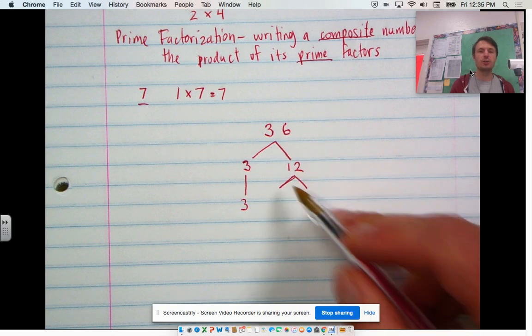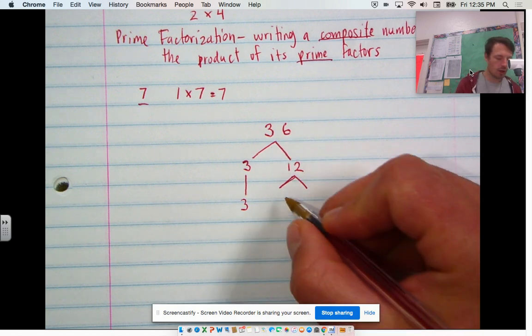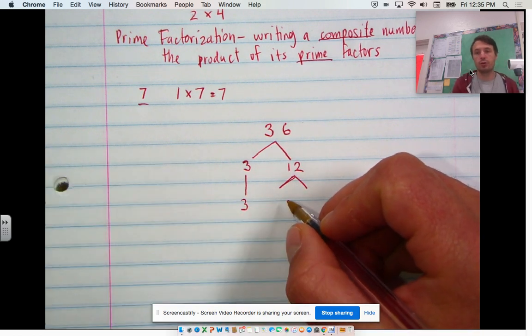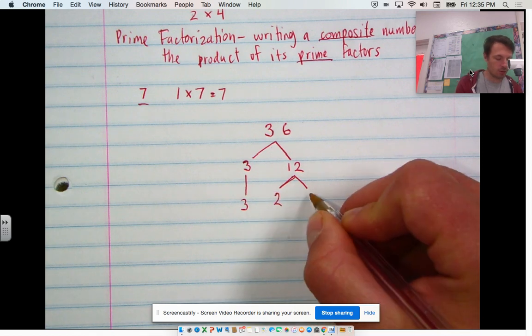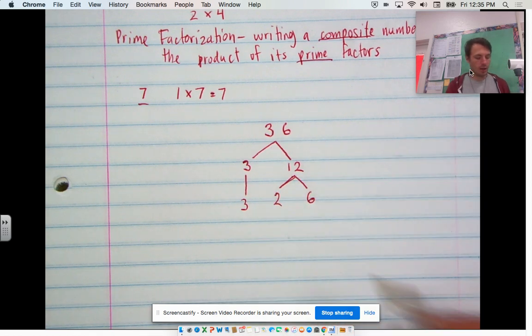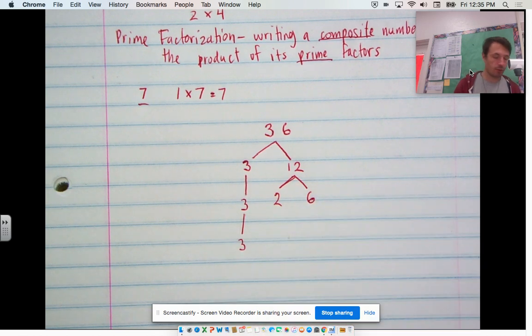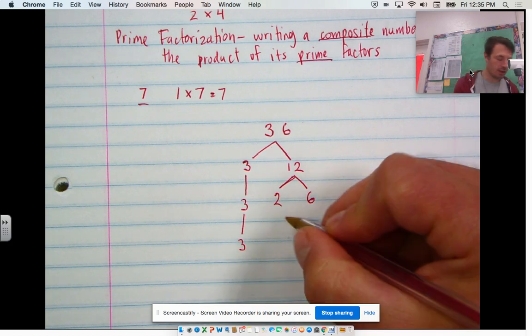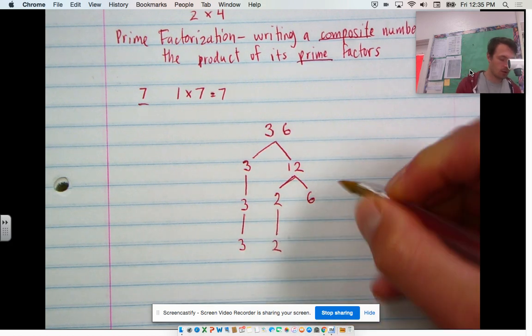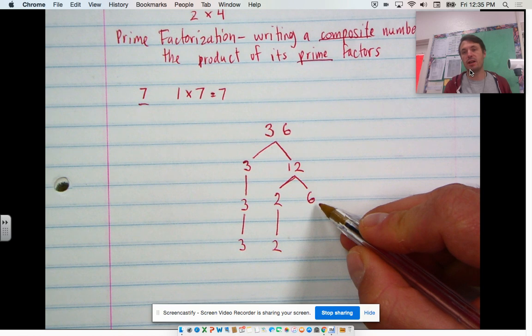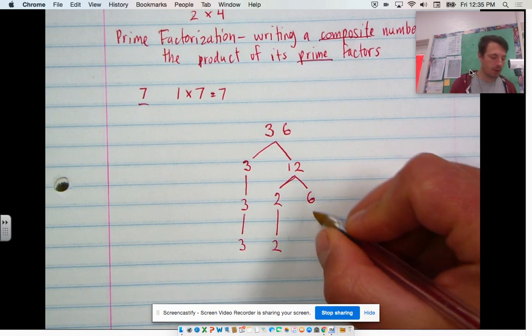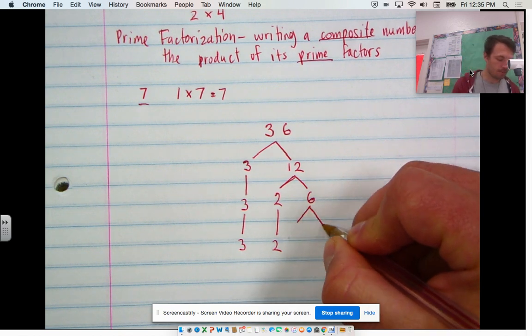You pick any two numbers that can equal 12. So you could pick 3 and 4, or you could pick 2 and 6. Let's go ahead and pick 2 and 6. Now we look at these three numbers. We already know 3 is prime, so it drops down. 2 is prime as well because it only has two factors, 1 and 2, so 2 drops down. 6 is not prime because it has more than two factors, so 6 sprouts branches.